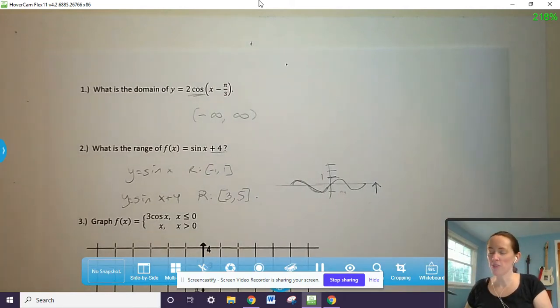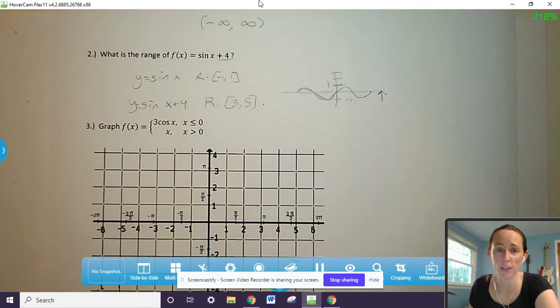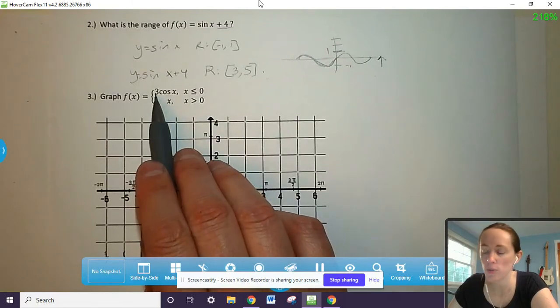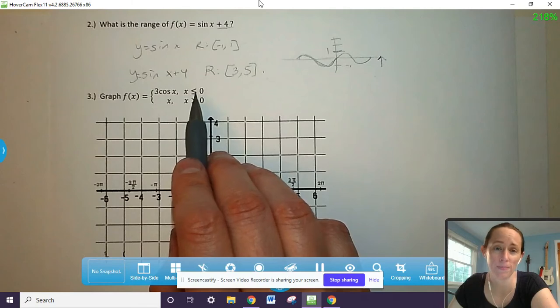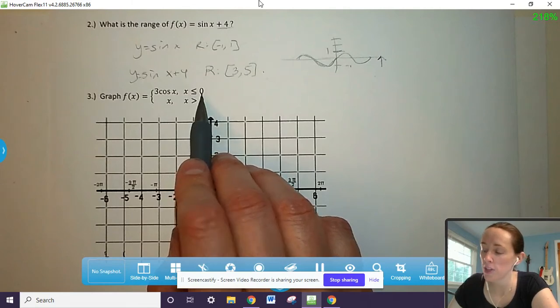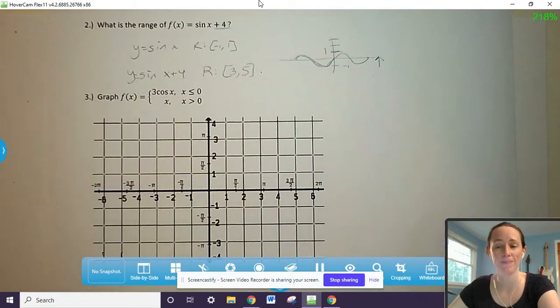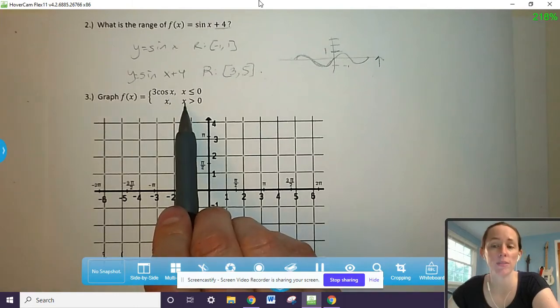And then here's one just to review piecewise functions and also to review your sine and cosine graphs. So this piecewise function is going to use 3 times cosine x for all the x's that are smaller than or equal to 0. And then it's going to use the function x, or if you think y equals x, that might sound more familiar. Y equals x is the line that goes straight through quadrants 1 and 3. And we're going to use that wherever x is greater than 0.